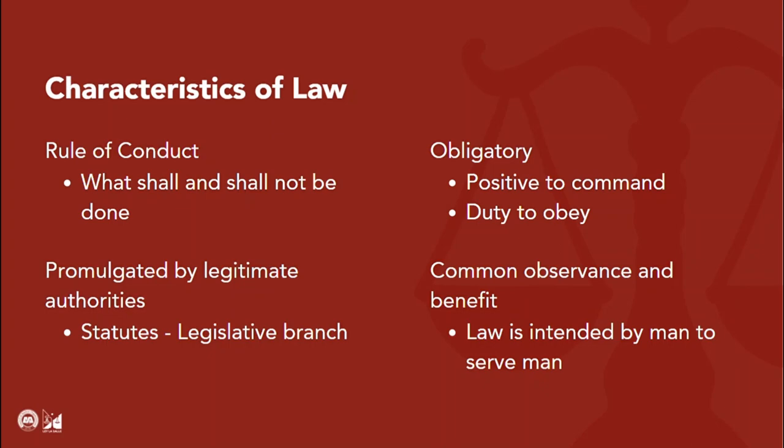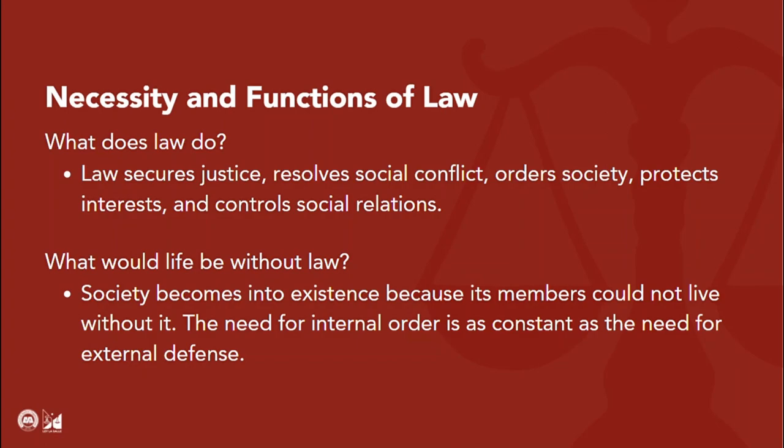Necessity and functions of law. What would life be without law? Society came into existence because its members could not live without it. The need for internal order is as constant as the need for external defense. What does law do? Law secures justice, resolves social conflict, orders society, protects interests, and controls social relations.